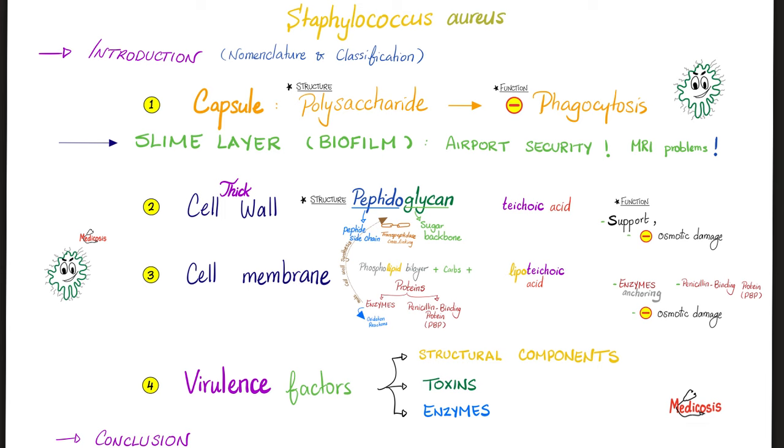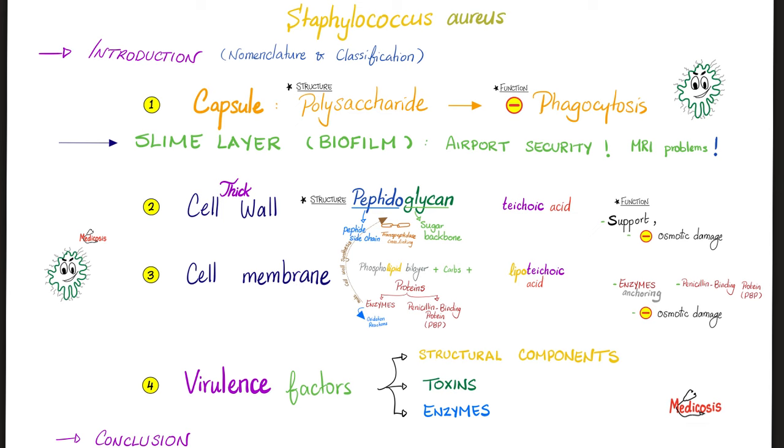Then we'll talk about the capsule. I'll tell you, structurally, the capsule is polysaccharide. Saccharide means sugar. Oh, lots of sugar, carbohydrate that is. Yeah, functionally speaking, the capsule inhibits phagocytosis by your own immune cells. And this is one of the ways the bacteria can evade your immune system.